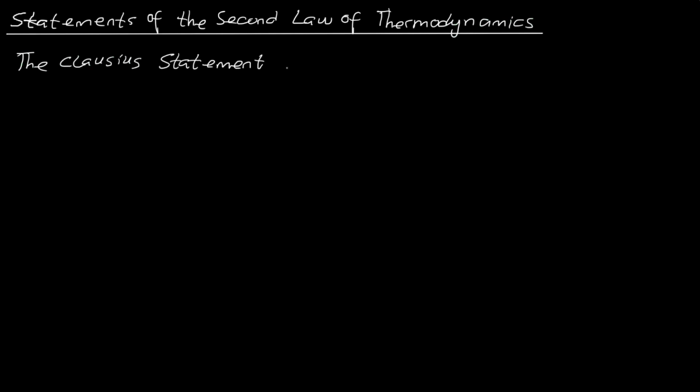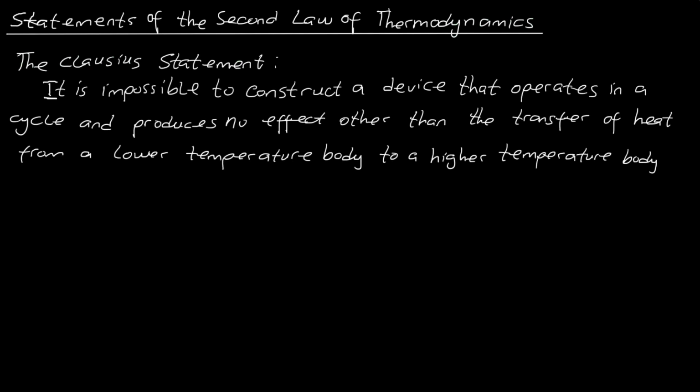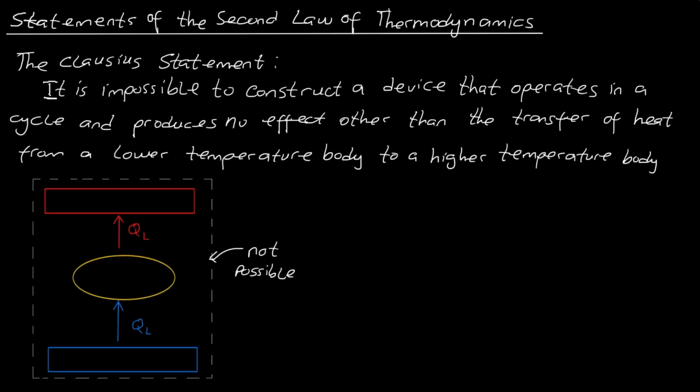The Clausius statement can be expressed as follows. It is impossible to construct a device that operates in a cycle and produces no effect other than the transfer of heat from a lower temperature body to a higher temperature body.